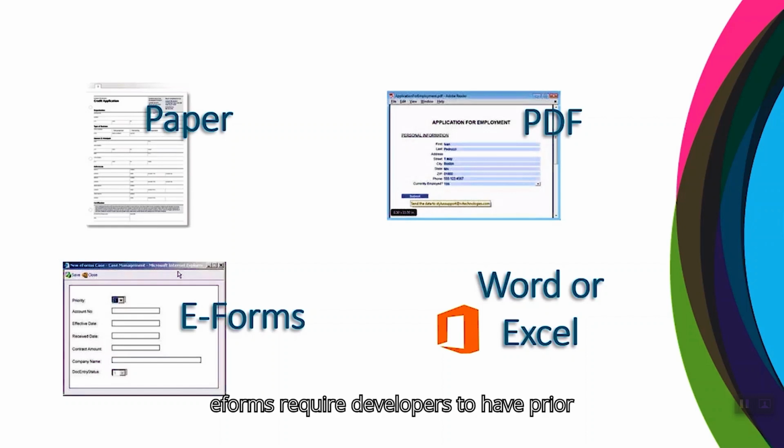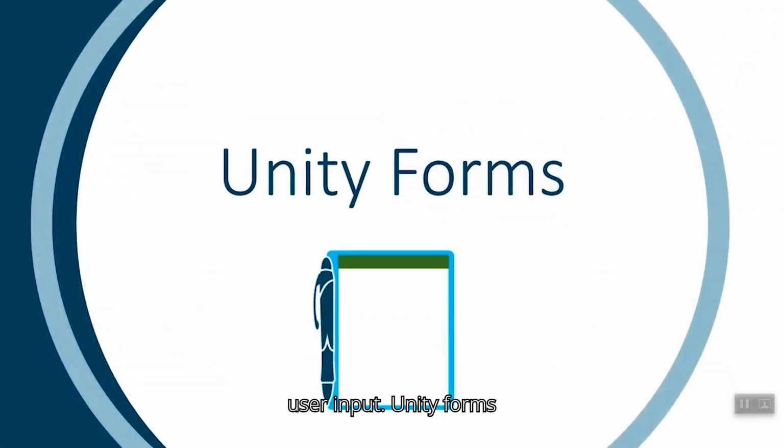Onbase e-forms require developers to have prior knowledge of programming languages such as HTML, CSS, or JavaScript. PDF and Office files are not easy to manage, update, and distribute. The contents on these forms are static and do not change based on user input. Unity forms were born to address these issues.